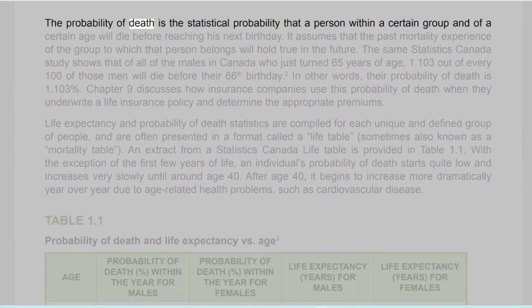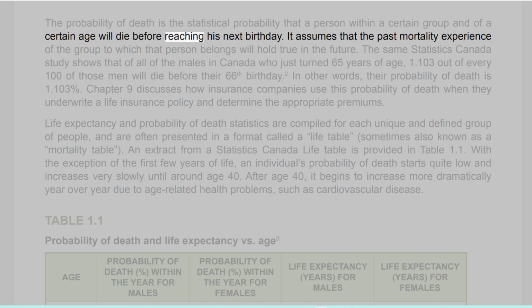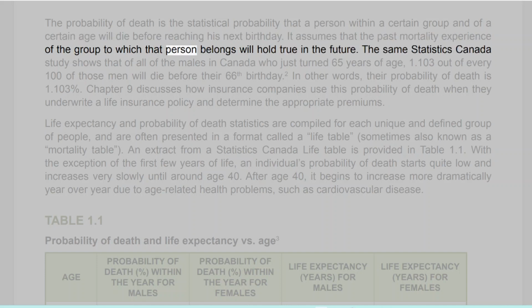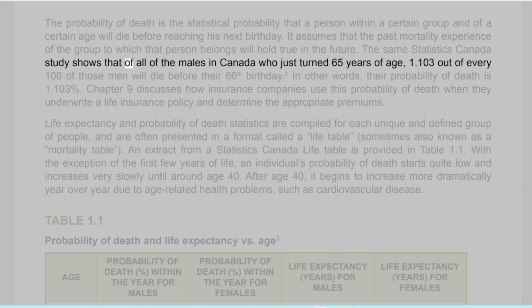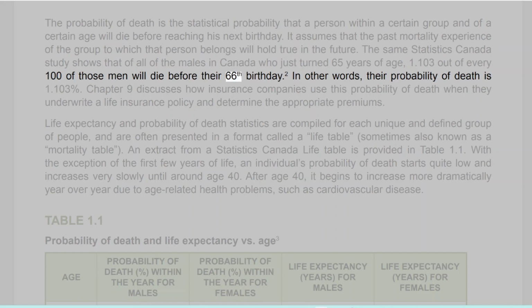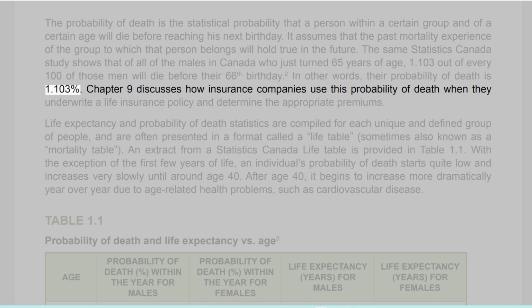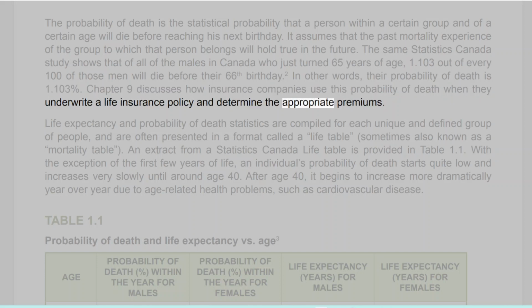The probability of death is the statistical probability that a person within a certain group and of a certain age will die before reaching his next birthday. It assumes that the past mortality experience of the group to which that person belongs will hold true in the future. The same Statistics Canada study shows that of all of the males in Canada who just turned 65 years of age, 1.103 out of every 100 of those men will die before their 66th birthday. In other words, their probability of death is 1.103%. Chapter 9 discusses how insurance companies use this probability of death when they underwrite a life insurance policy and determine the appropriate premiums.